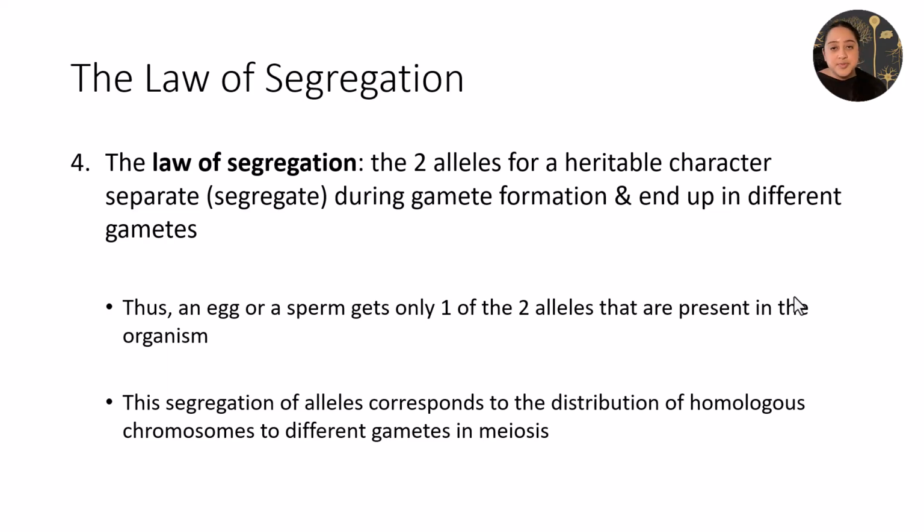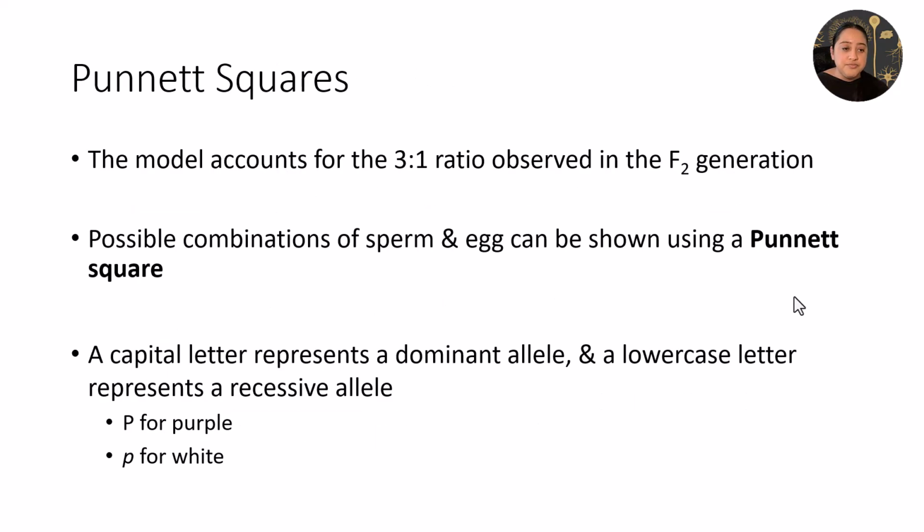Again, now we know it's because of chromosomes. This segregation of alleles corresponds to the distribution of homologous chromosomes to the different gametes in meiosis. And what he came up with, this model, is Punnett squares. The model accounts for that 3-to-1 ratio that was observed in all those different F2 generations. When he worked it out this way, it was like, oh okay, no wonder this was the pattern, 3-to-1 every time, or close to 3-to-1.